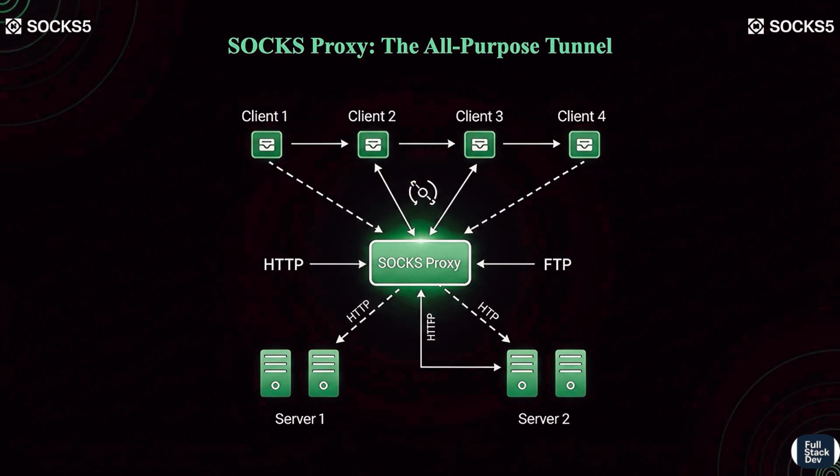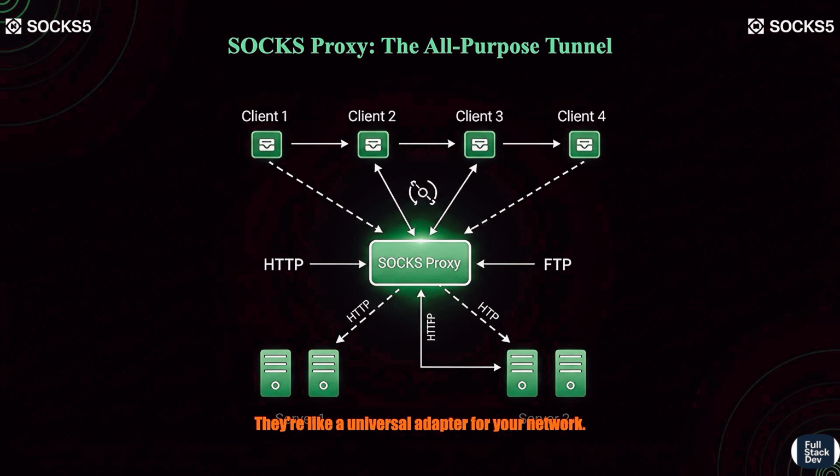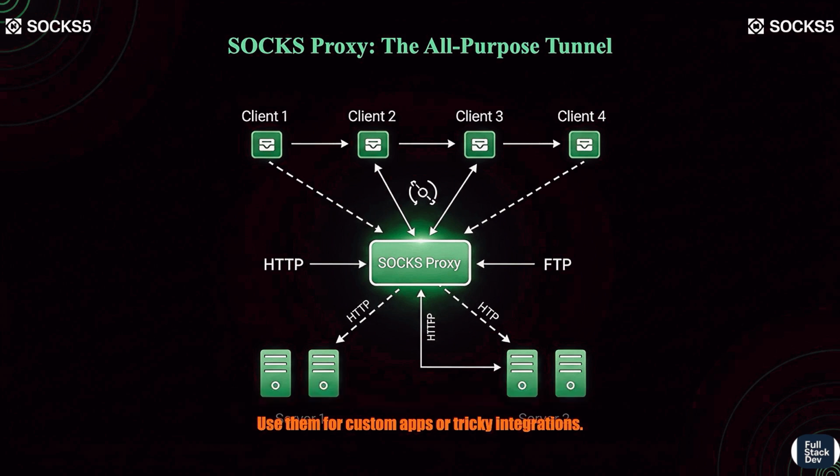SOCKS proxies are versatile, handling any protocol: HTTP, FTP, or even torrents. They're like a universal adapter for your network. SOCKS5, for instance, supports authentication and is popular for bypassing firewalls. They're flexible but slower than specialized proxies due to their general-purpose nature. Use them for custom apps or tricky integrations.